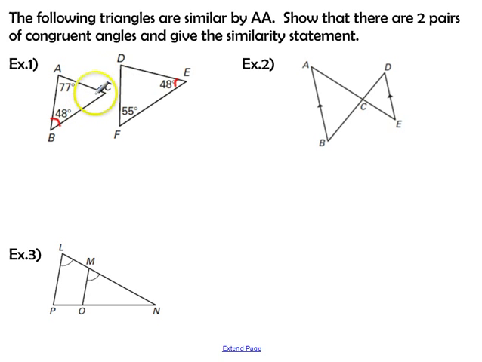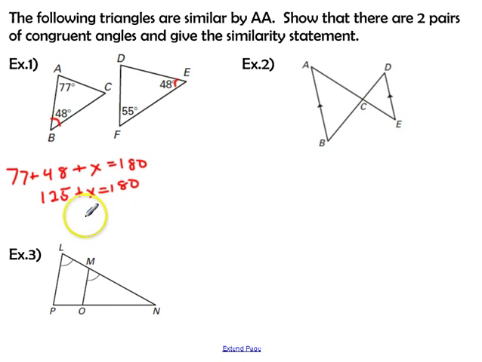So let's go ahead and find the measure of angle C. So if we take 77 plus 48 and then plus x, this unknown angle C, they all need to add up to 180. So 77 plus 48, this is 125, plus x equals 180. And if you subtract 125 from both sides, we get x equals 55. So that means C is actually 55 degrees.